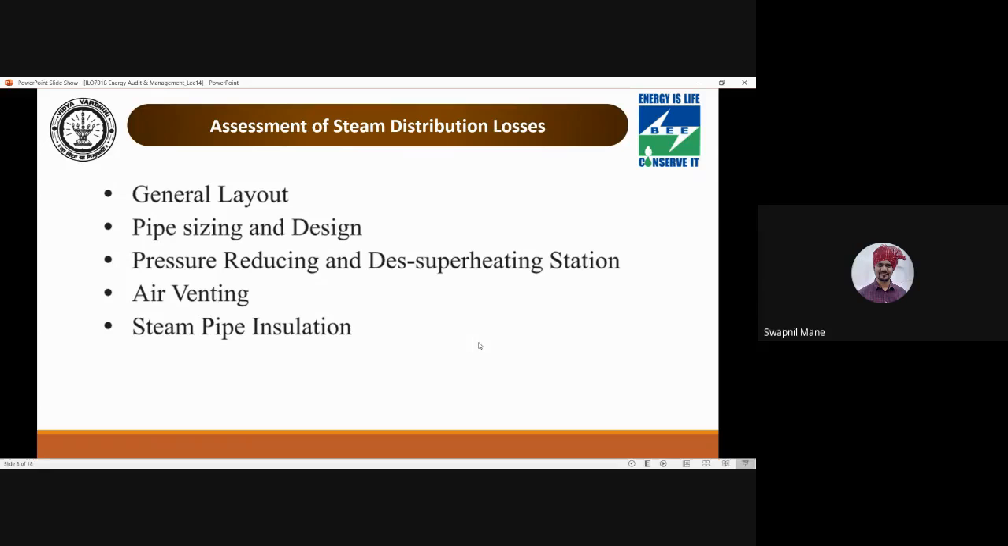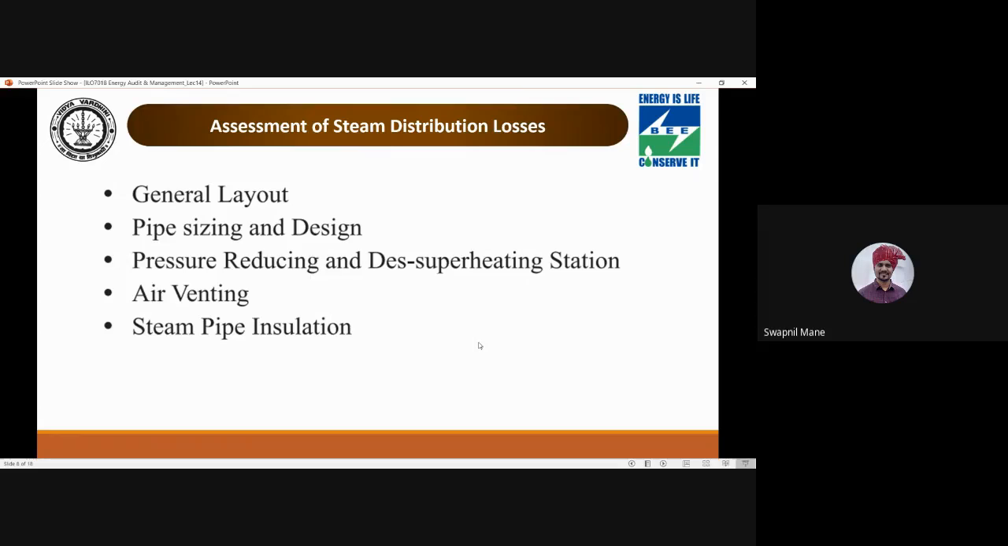And there are various methods by which we can have desuperheating. What are those methods? It is just spraying of water through nozzle that can cause desuperheating. Most of the industries nowadays are installing automatic control for desuperheating. But if the steam is superheated, it can cause many problems. So desuperheating, or pressure reducing, is very important for that.